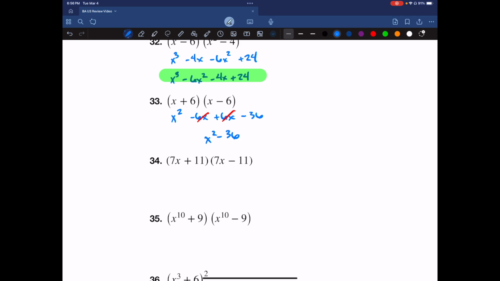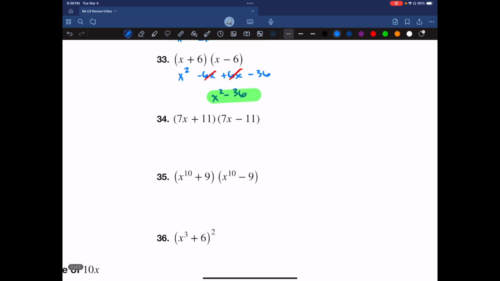Every time you see this scenario where you have the same thing in both parentheses, and the only thing that's different is the sign, one positive, one negative, the middle term will always fall out. Your first term squared, your last term squared, and make sure you subtract in your final answer. So it's going to be 49x squared minus 77x plus 77x, and then minus 121. Middle term falls out, and so this is going to be 49x squared minus 121.